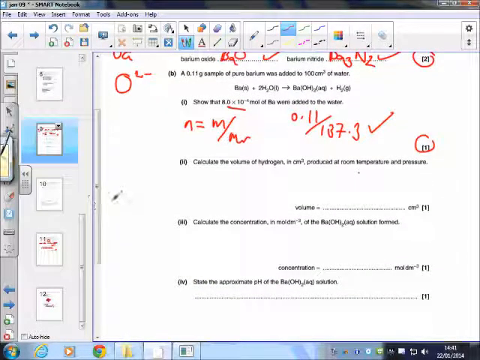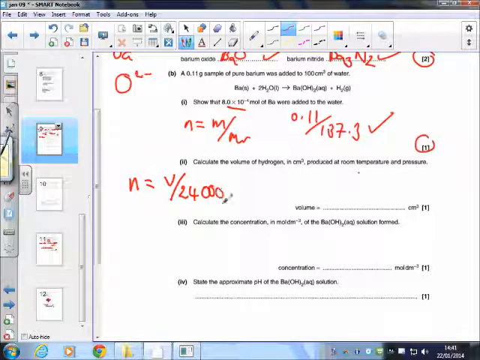So part 2. Calculate the volume of hydrogen in centimetre cubed produced at room temperature and pressure. So again, we're using this equation, n equals V over 24,000. The reason it's 24,000 rather than 24 is that they want it in centimetre cubed. Now, above here, we've got the number of moles of barium. If we look at our equation, the molar relationship between barium and hydrogen is 1:1.